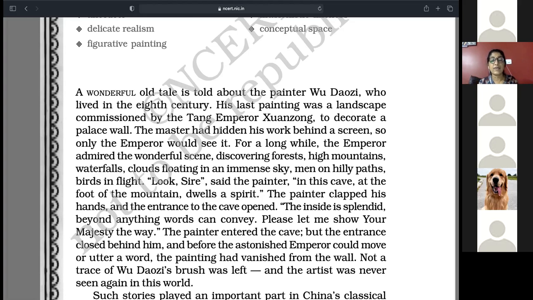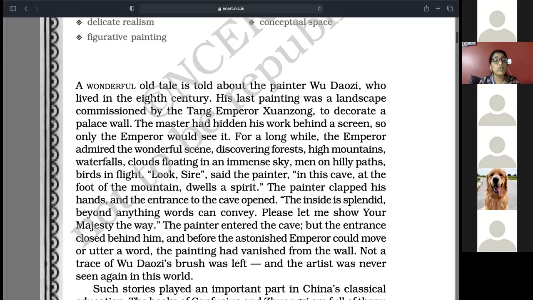The painter entered the cave, but the entrance closed behind him. And before the astonished emperor could move or utter a word, the painting had vanished from the wall. Now, here what he wants to say is, painter जैसा दिखाना चाहता था, the abstract idea, could not be seen by the emperor. Even if he could say anything, he found that he wasn't able to comprehend that.